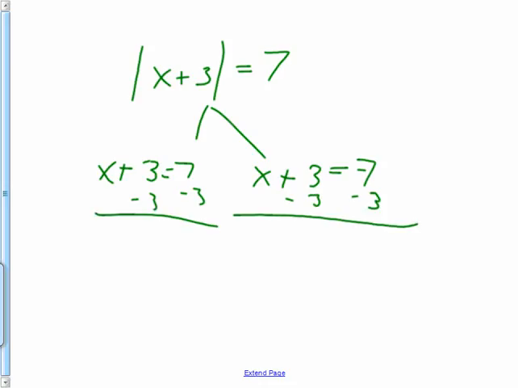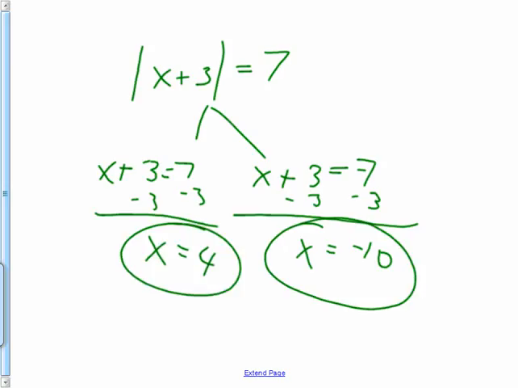Final answers. x equals negative 10. And x equals, wait, I did it wrong. This side is not negative 10. It's just 7 minus 3, which is x equals 4. That side's negative 10. 4 and negative 10 are your 2 answers. How many of you got that one right?